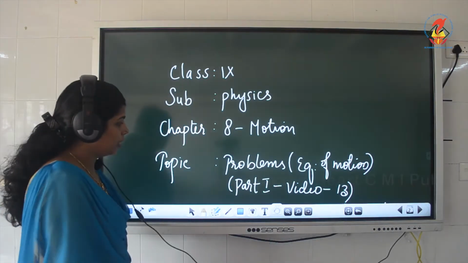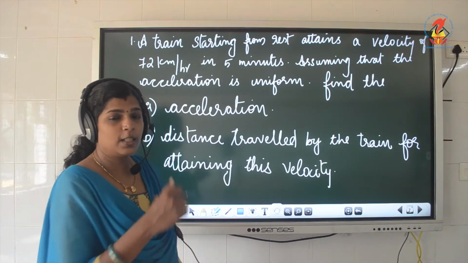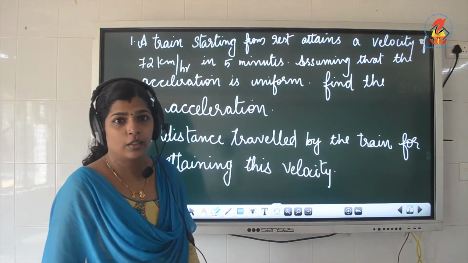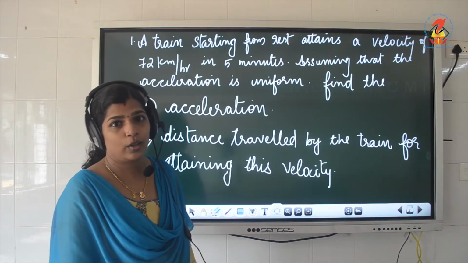Okay. So first question, this is the first question. A train starting from rest attains a velocity of 72 km per hour in 5 minutes. Assuming that the acceleration is uniform, find the acceleration and the distance travelled by the train for attaining this velocity. So if a question is given like this, read the question twice or thrice. Then you will get an idea how to calculate it.